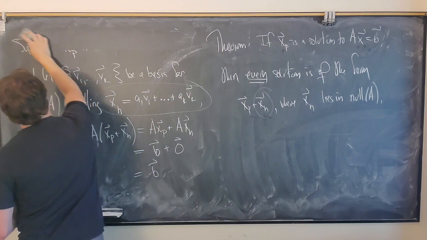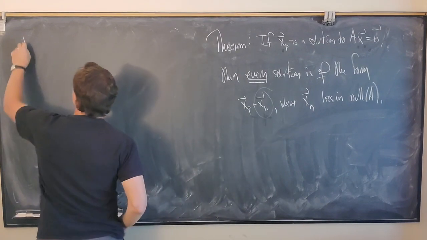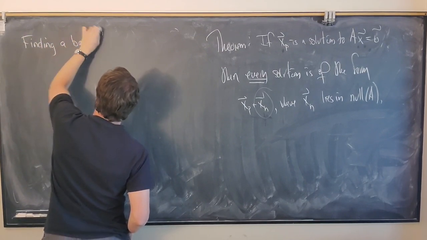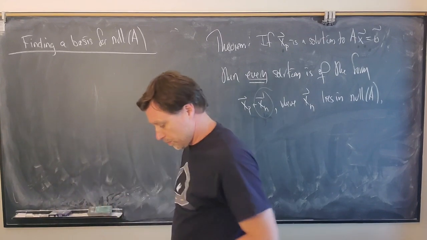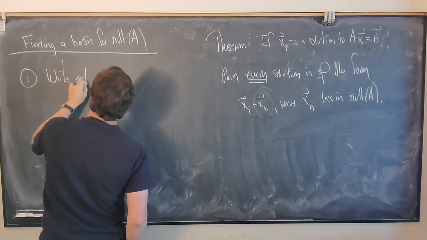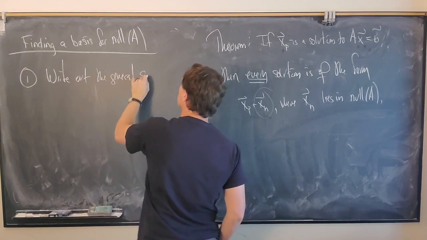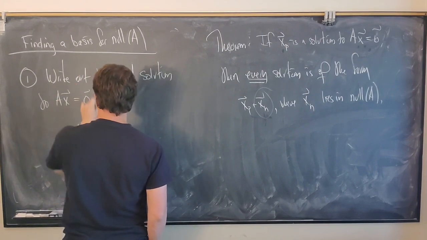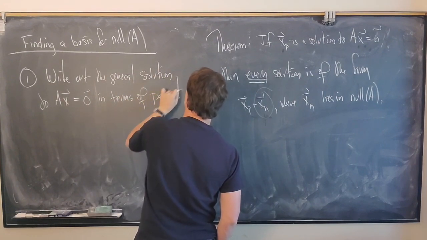Now, we've already seen how to do this, but I'm going to write down finding a basis for the null space of A. So number one, write out the general solution to AX equals 0 in terms of parameters.